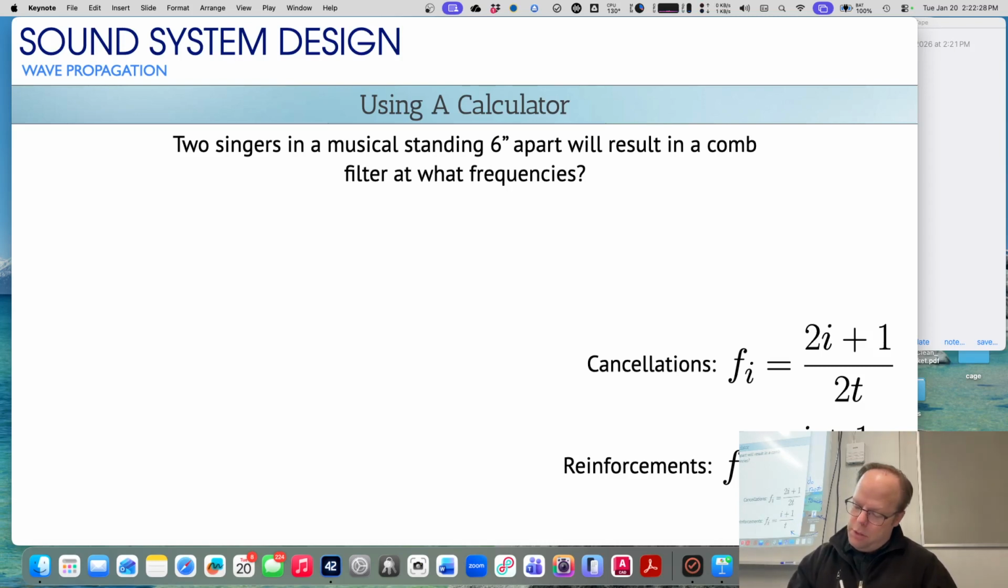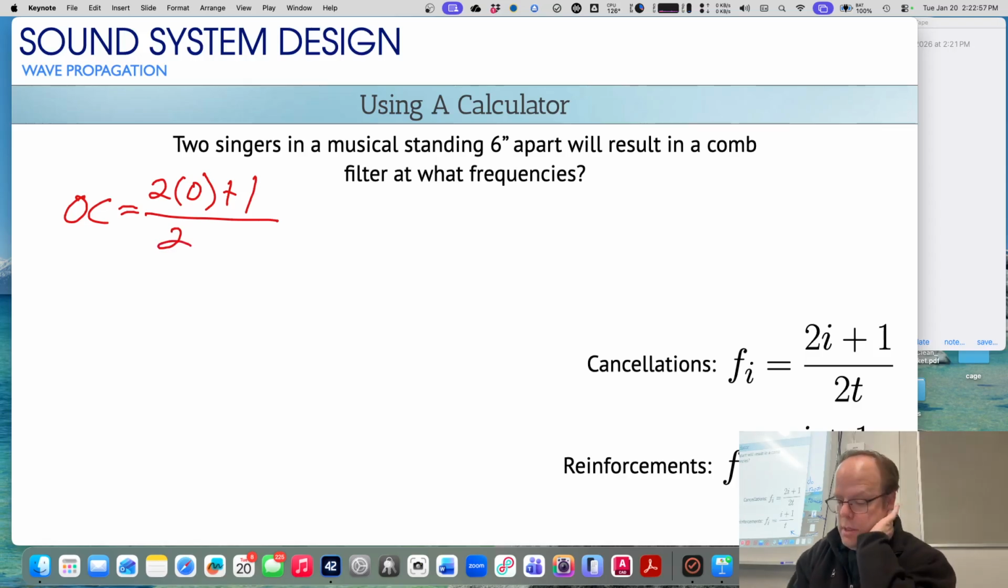Let's start with the cancellations. Let's do 3 each, we don't want to be here forever. So 0 for the cancellation is going to equal (2 times 0 plus 1) divided by 2 times t. Now what is t? Let's see if we can figure that out. 6 inches is 0.5 feet.